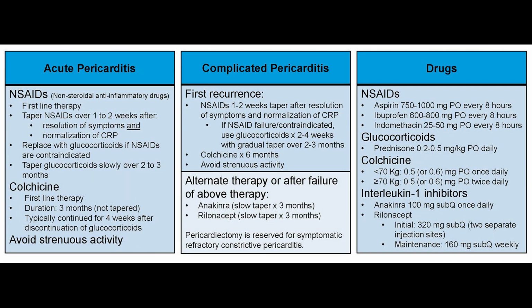For both acute and complicated pericarditis, high-dose NSAIDs are the first-line therapy. The most commonly used agents here are high-dose ibuprofen or indomethacin. In post-MI setting or in patients with coronary artery disease, high-dose aspirin is preferred. NSAIDs are typically tapered over a 1 to 2 week period after resolution of symptoms and normalization of CRP levels.